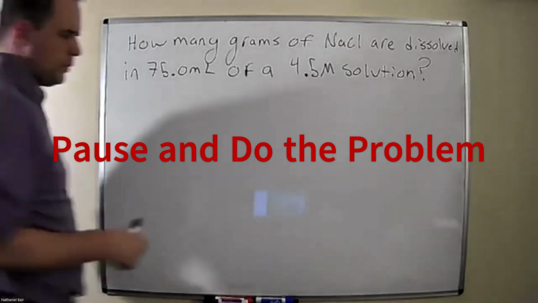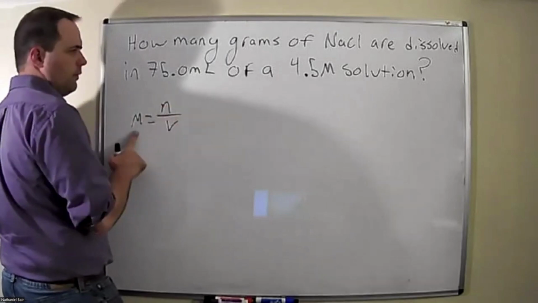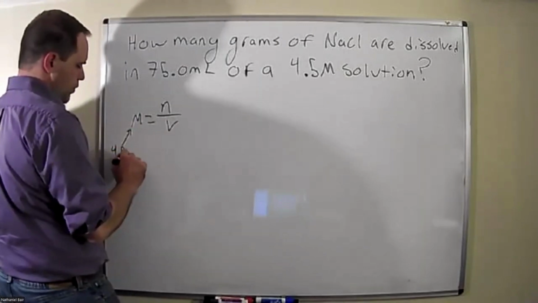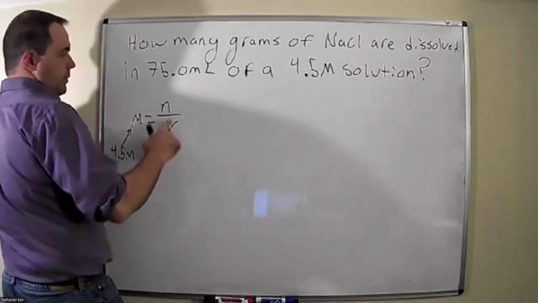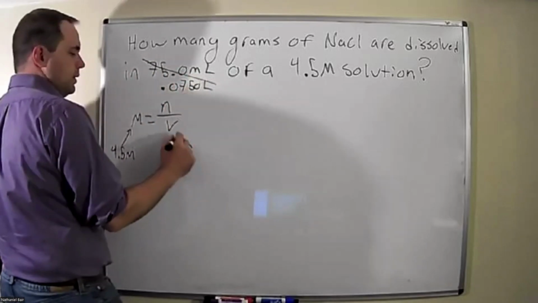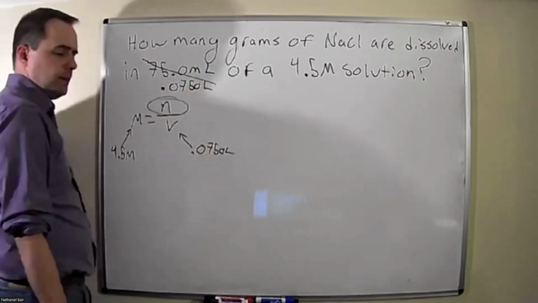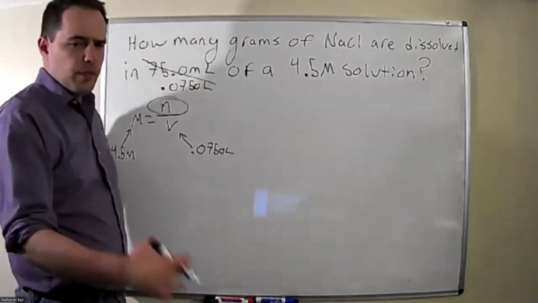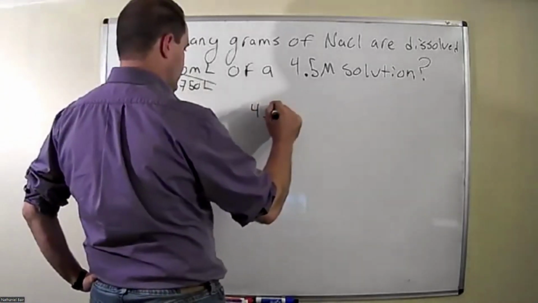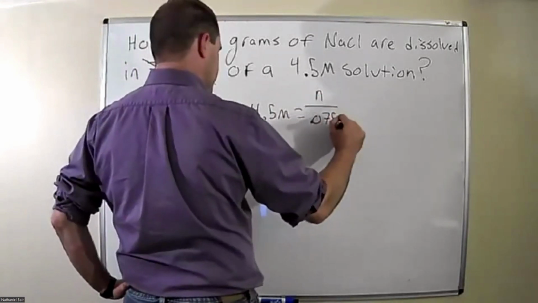All right, let's do an algebraic approach to this problem. So molarity is moles per volume. We have the molarity, so that's 4.5 molar. Volume we sort of have. It's got to be in liters. Let's divide that by 1,000. That's 0.0750 liters. We can solve for the moles. And if we get the moles of sodium chloride, then we can take it to grams. Is that easy? So let's plug in and do some algebra. So 4.5 molar equals n over 0.0750 liters.